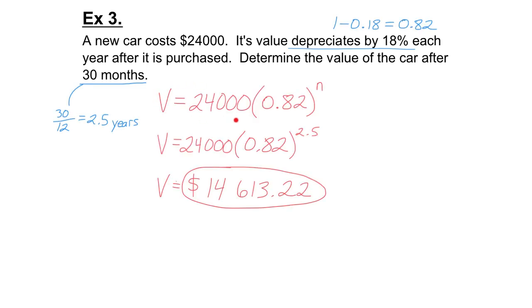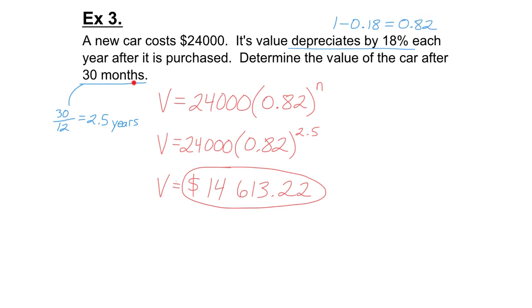Well, I started by making an equation. The initial value is $24,000. It depreciates by 18% each year. So if it depreciates by 18%, that's 1 minus 0.18, which is 0.82 as the decay rate.